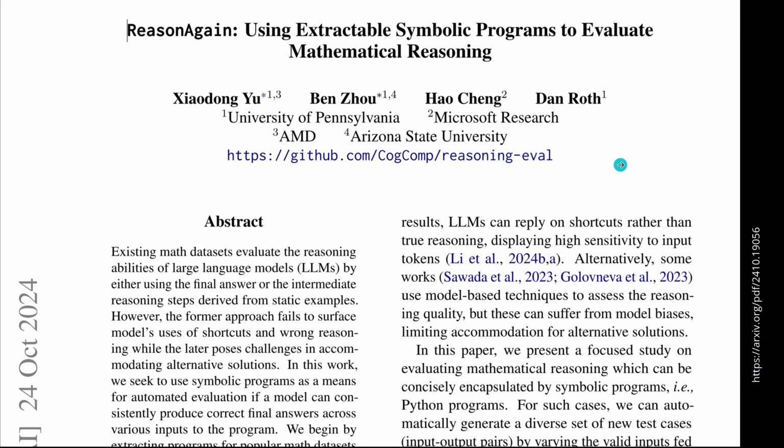I just wanted to show you the study here. We have the University of Pennsylvania, Microsoft Research, AMD, and Arizona State University from October 21st. Ladies and gentlemen, we have ReasonAgain, using extractable symbolic programs, Python, to evaluate mathematical reasoning of our LLMs. And they say existing math datasets evaluate the reasoning abilities of LLMs by either using the final answer or the intermediate steps derived from static examples. And they do exactly what we just talked about.